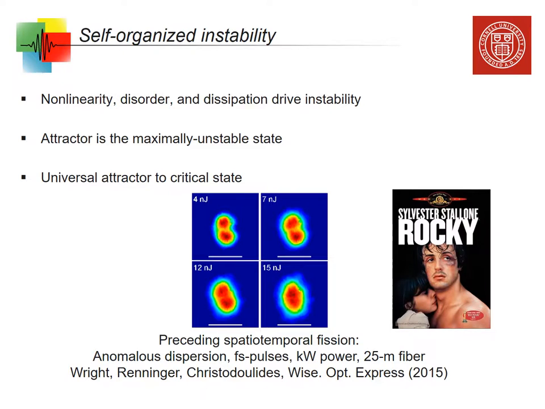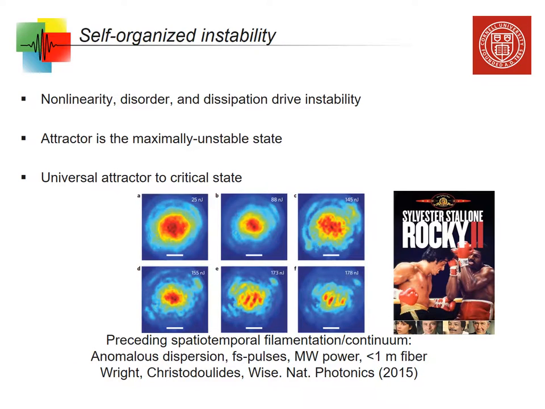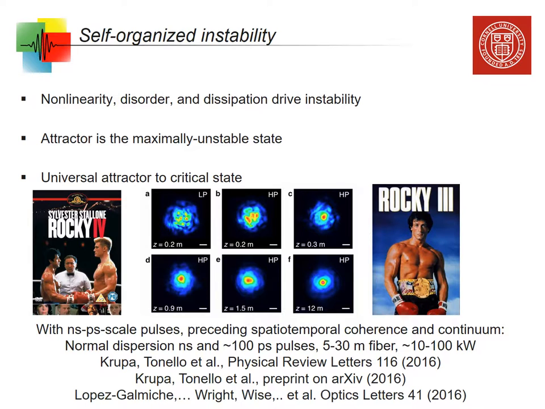This is something we've actually seen many times. I've seen it when I was looking in the anomalous dispersion regime with femtosecond pulses with about a kilowatt peak power, 25 meter long fibers, something like this. That was preceding spatial-temporal fission. So we saw this attractor preceding the spatial-temporal breakup of the field. I saw it later in shorter fibers with much higher power. And more recently, a series of very nice experiments have seen it with nanosecond and long picosecond pulses in the normal dispersion regime with high peak power.